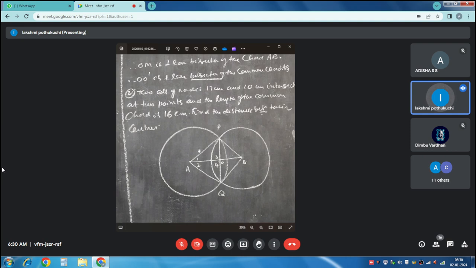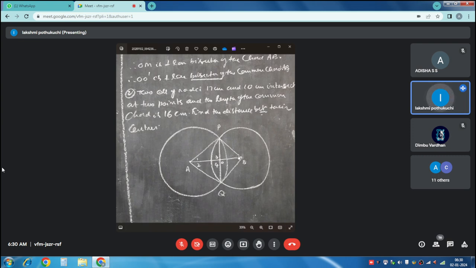Sorry, find the distance between centers. So AB is equal to how much? First I should find out AO, then I should find out BO, join both to get AB. Then how to find out AO? We know AP and we know PO also. We know BP and we know BO also. So you find out AO, you find out BO, join both to get AB.